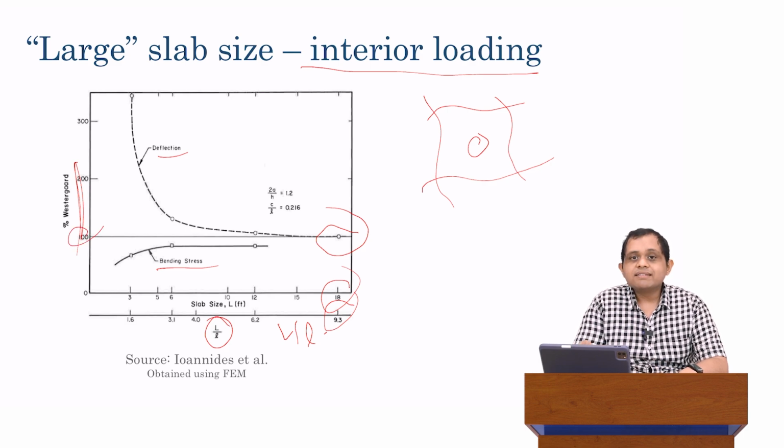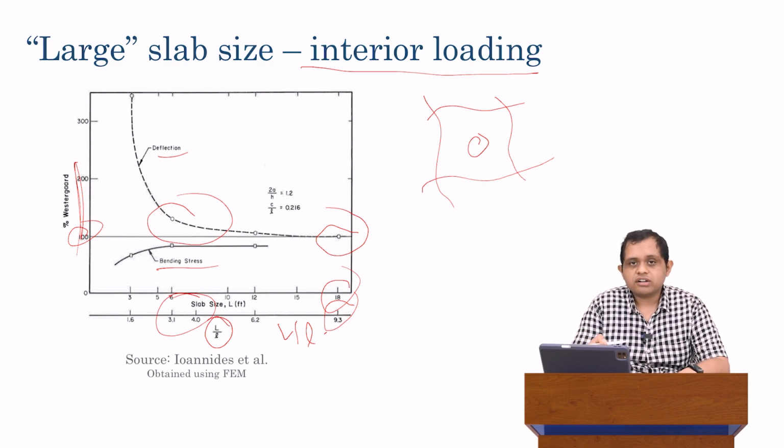But at more reasonably sized slabs, so relatively smaller slabs, maybe around 3 to 4, so in this range over here, we see that there is some deviation. The Westergaard solution, our numerical methods tend to have a higher estimate of the deflection as compared to the Westergaard solution. Or in other words, Westergaard solution tends to underestimate the deflection when you have smaller size slabs.